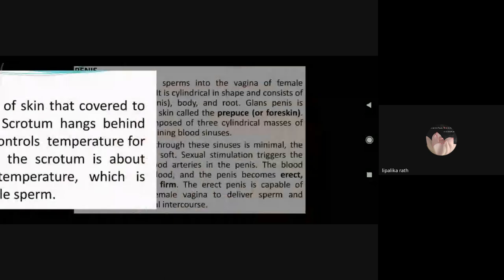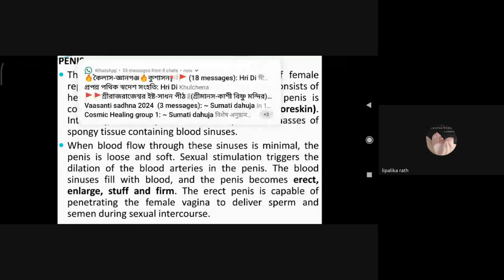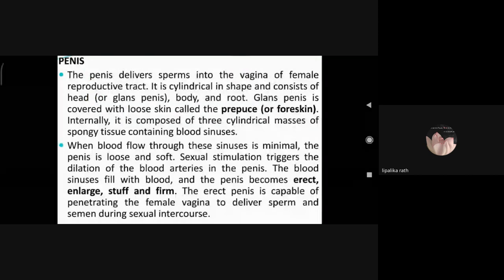The penis is carrying the sperm to the female reproductive tract, that is the vagina. And the penis is cylindrical in shape and is divided into some parts. The outermost part is known as the head of the penis or glans penis. It consists of a head or glans, one body and a root. The portion where it is attached to the body is known as the root, the middle portion is the body, and the last hanging portion is the head.